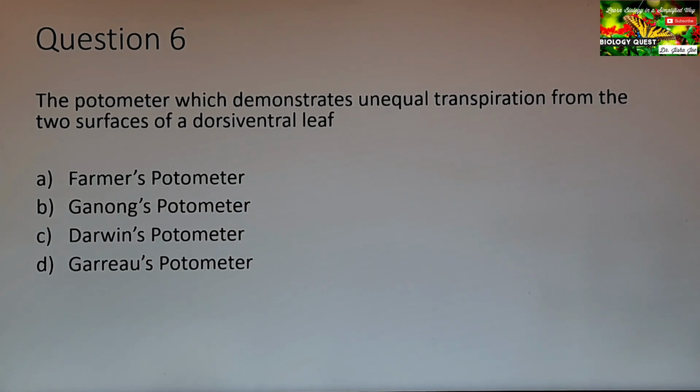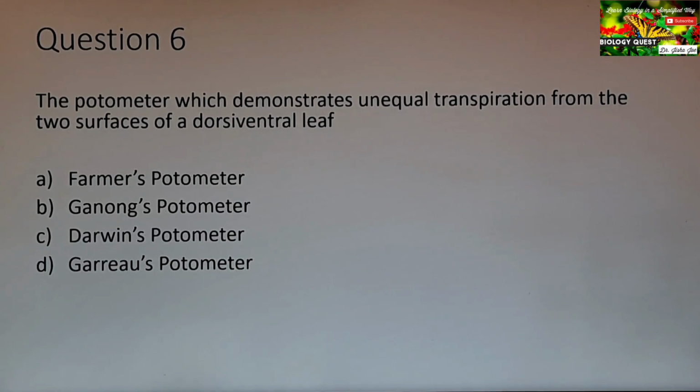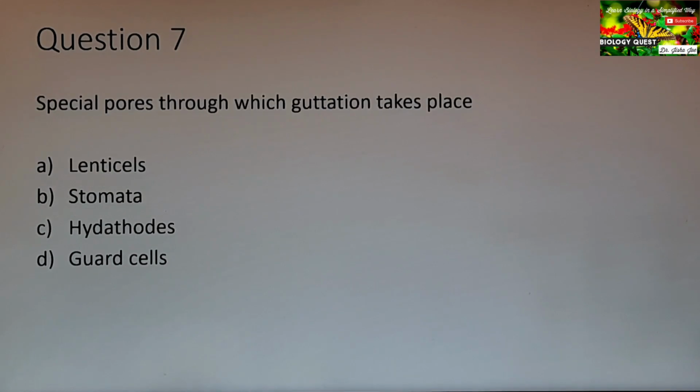So the question is, the Potometer which demonstrates unequal transpiration from the two surfaces of a dorsiventral leaf. Answer is option D, Garreau's Potometer. Moving on to the next question.